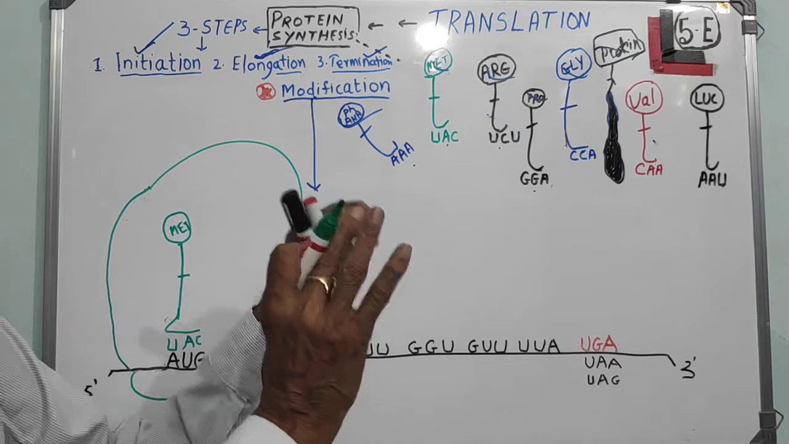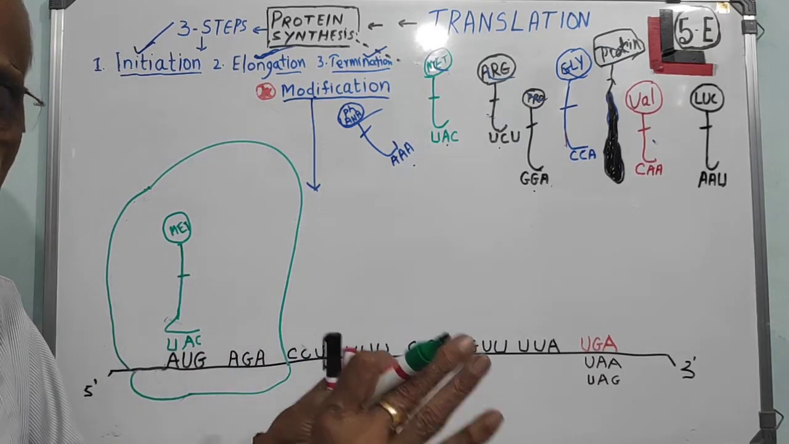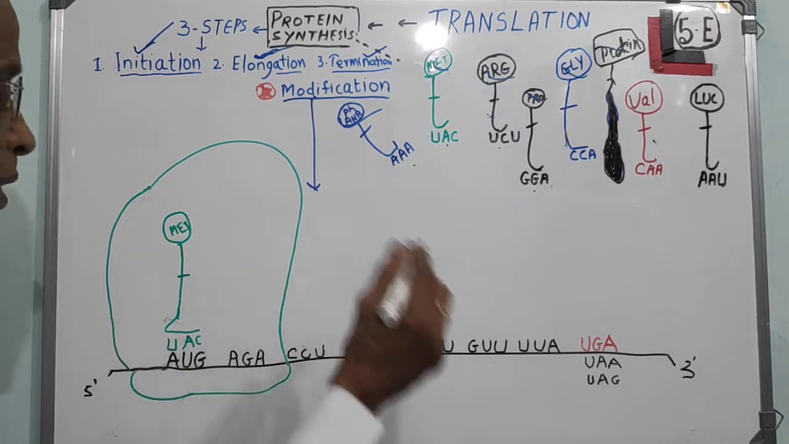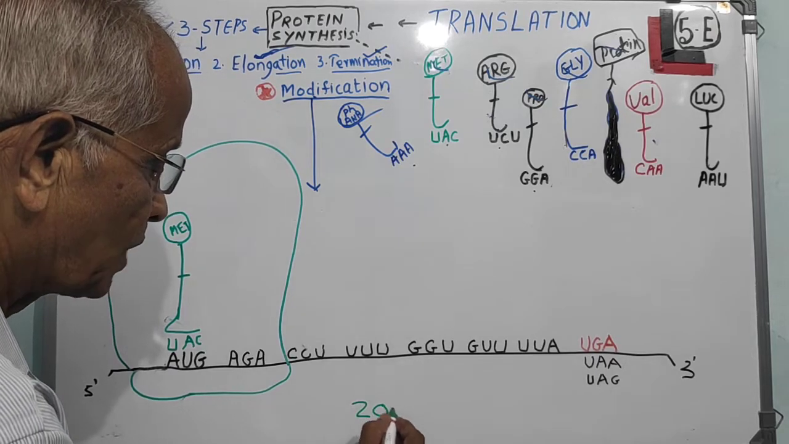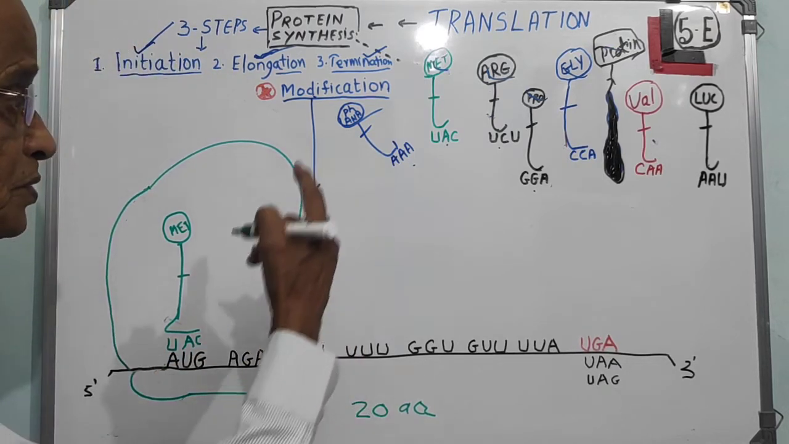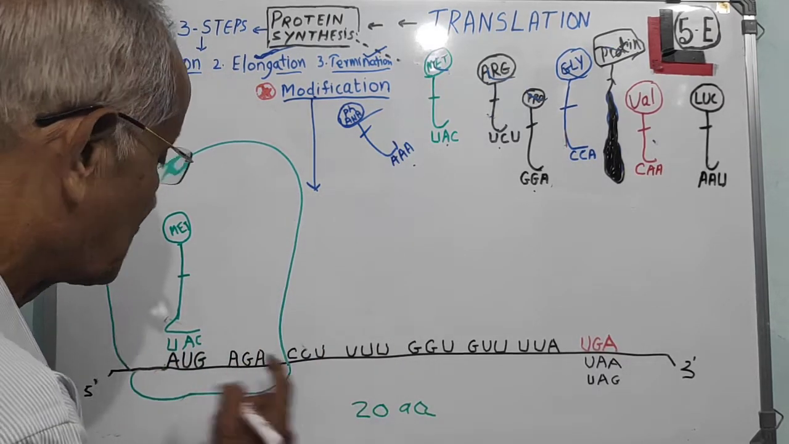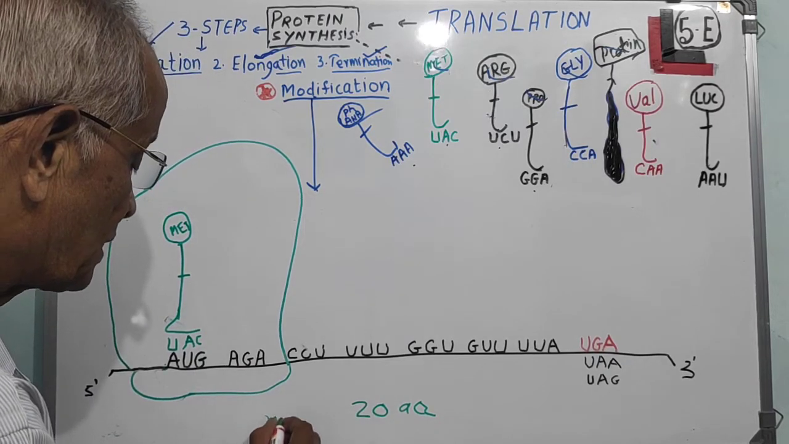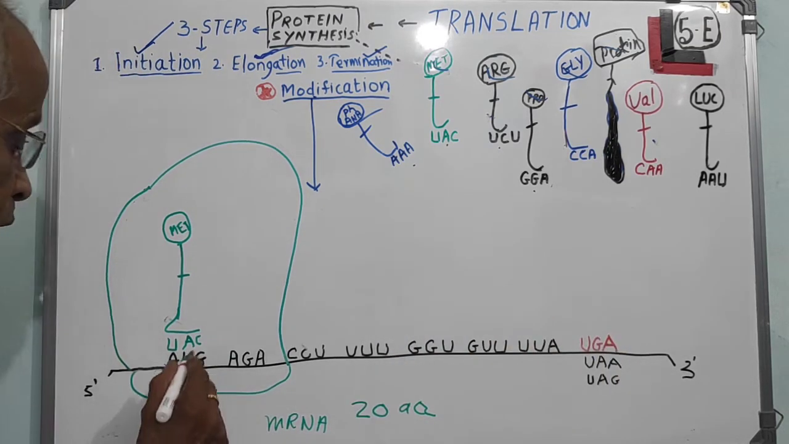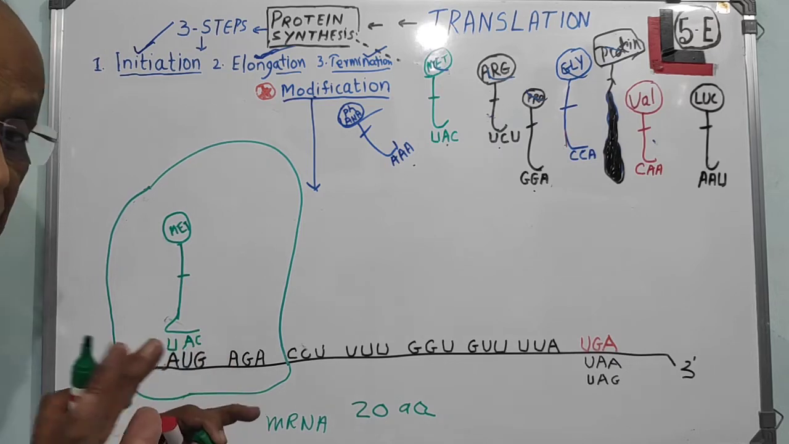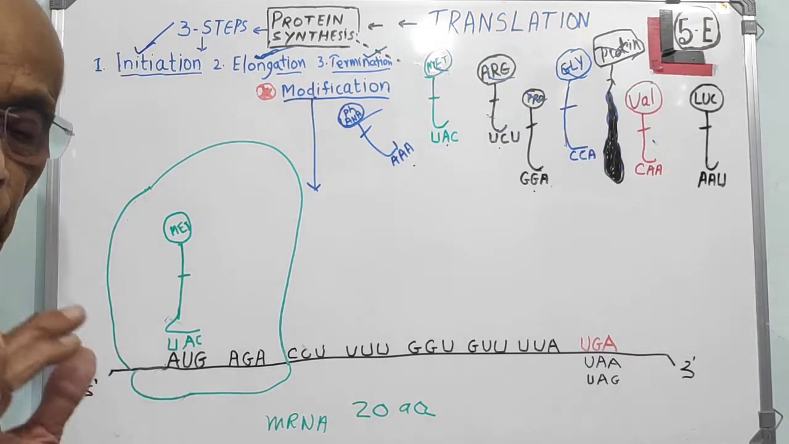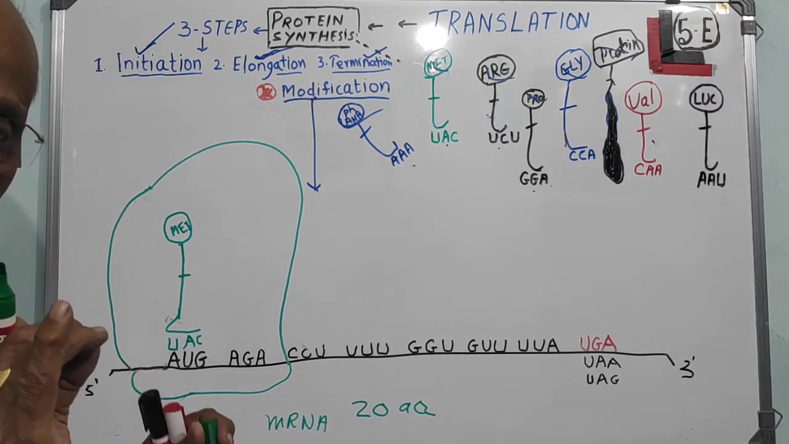This happens in the cytosol of a cell. In the cytosol, there will be a large pool of amino acids, and that will be 20 amino acids. And for this purpose, we know already that there is an mRNA here, with its codons written. Codon is a three-letter abbreviation to read a particular type of message.